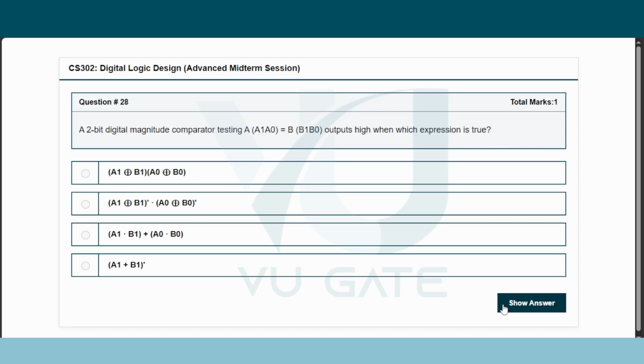Now for question 28. A 2-bit digital magnitude comparator testing A equals B outputs high when which expression is true. The correct answer is A 1 exclusive or B 1 whole prime, multiplied by A 0 exclusive or B 0 whole prime.